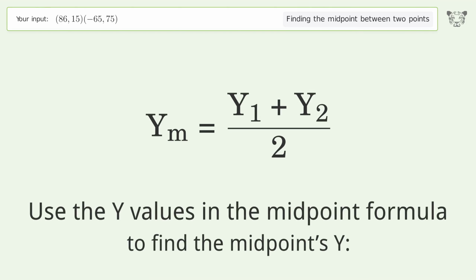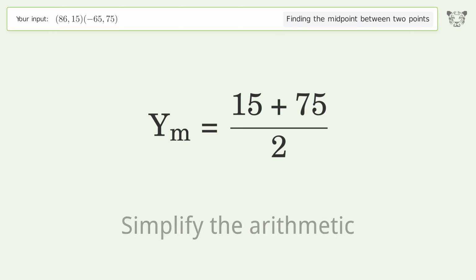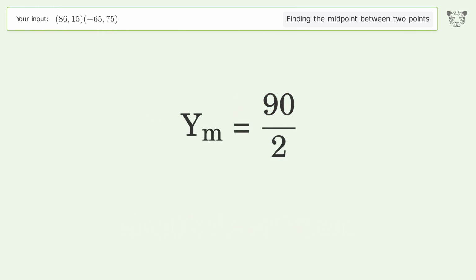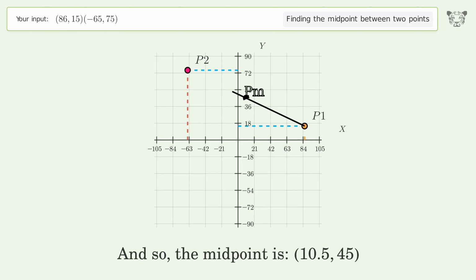Use the y values in the midpoint formula to find the midpoint's y. y1 equals 15. y2 equals 75. Simplify the arithmetic. And so, the midpoint is 10.5, 45.